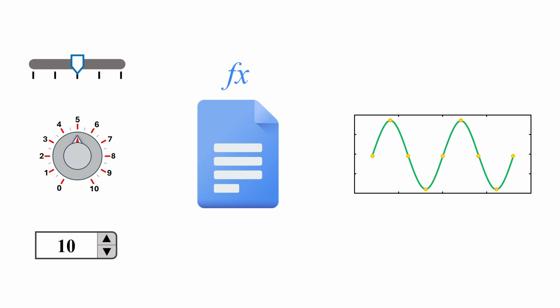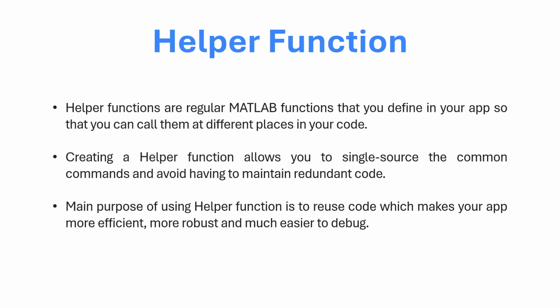Now this is possible by using a helper function. Then we would just link the helper function to the callbacks of these three components and this helper function will update the plot. Now what is a helper function? Helper functions are regular MATLAB functions that you define in your app so that you can call them at different places in your code. Creating a helper function allows you to single source the common commands and avoid having to maintain redundant code. The main purpose of using a helper function is to reuse code, which makes your app more efficient, more robust and much easier to debug.